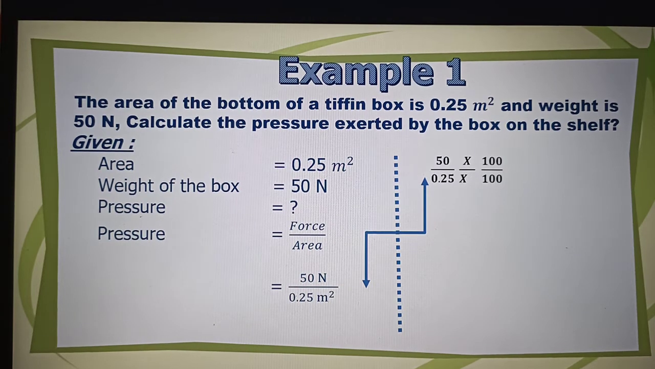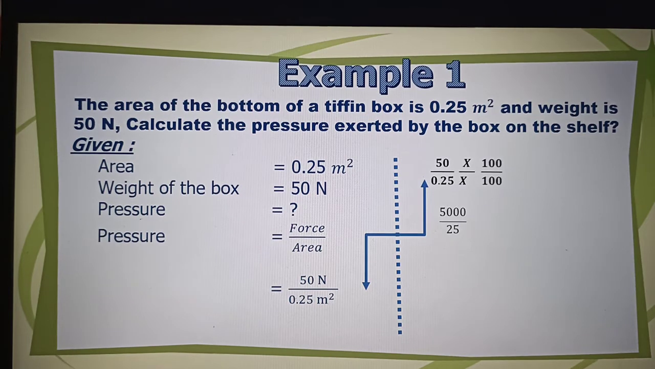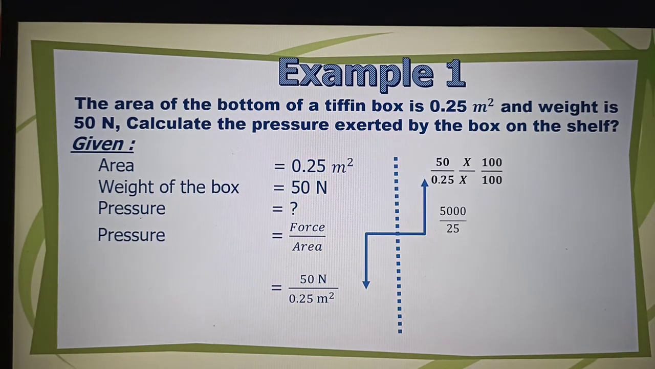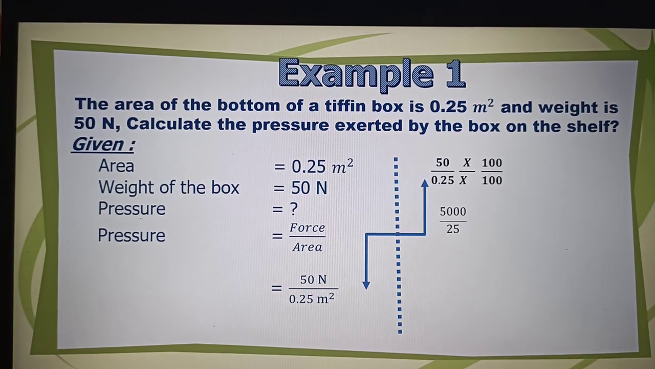Okay, now come to the point. 50 into 100, how much? 5000. 0.25 into 100, the answer is 25. Now 5000 is on numerator, 25 is on denominator. So these two numbers are common in the 25 table. So that is how many times? 5000 in 25. That is 200 times. So finally we got the answer 200 Newton per meter square.